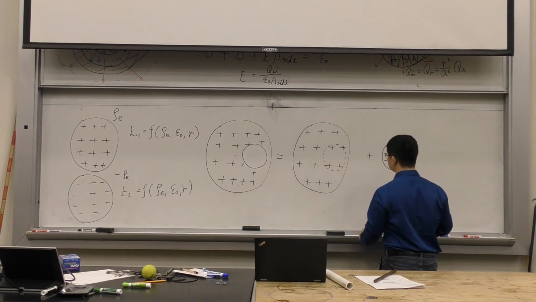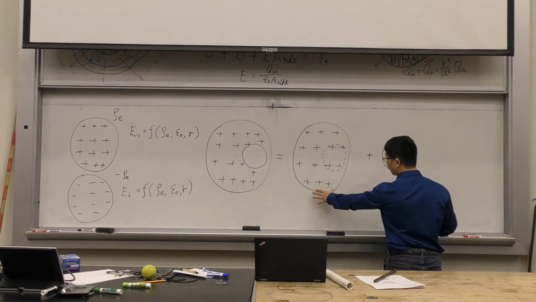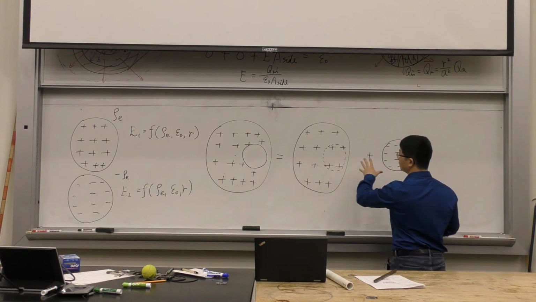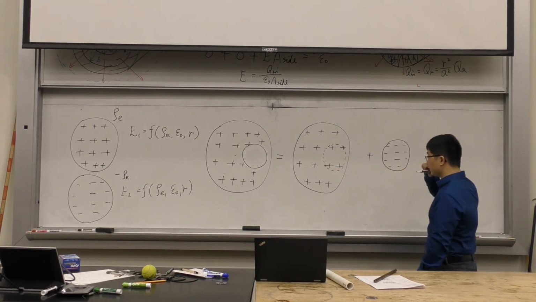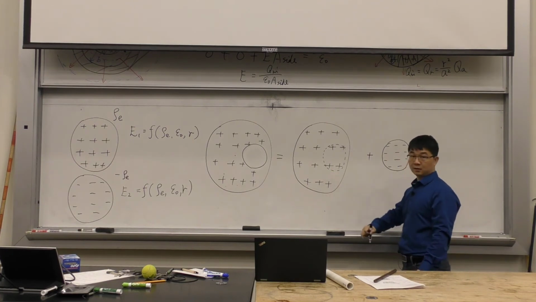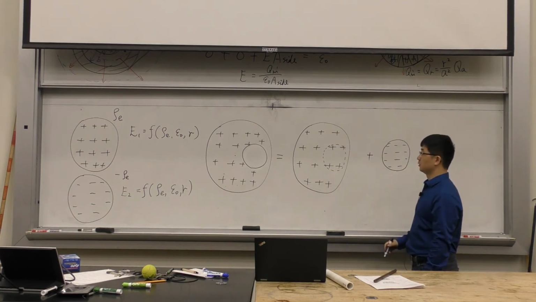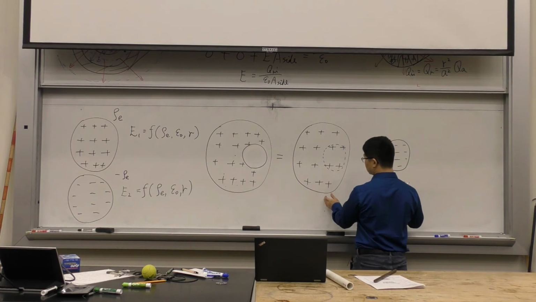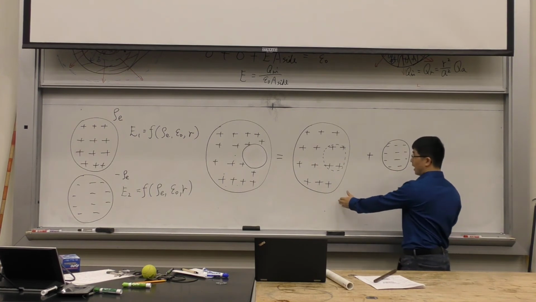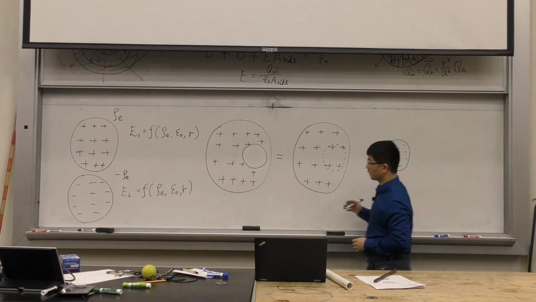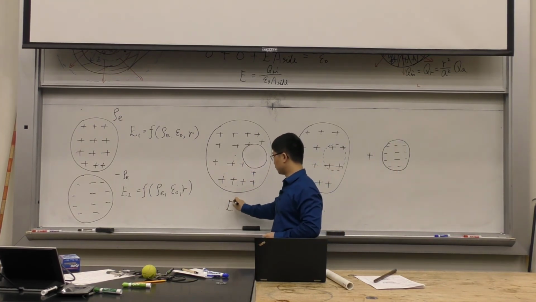But I know how to calculate the electric field created by this one, because this is a perfect positive sphere. This is a perfect negative sphere. I can find the electric field created by this one and this one. And if the sum of these two effects is equivalent to this, then I just need to add these two electric fields, and I can get this electric field, okay?